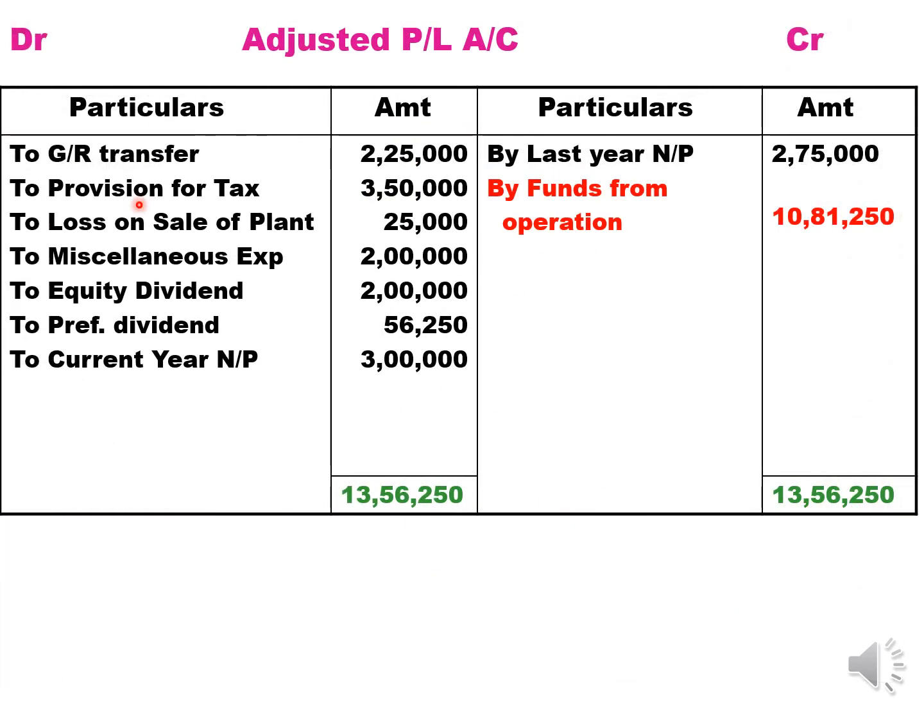Now students, adjusted PL account. So first you take GR transfer 2 lakh 25,000, which we found in the GR account. Provision for tax 3 lakh 50,000. So 3 lakh 50,000 has been provided out of profits. Then loss on sale of plant 25,000. Then we have miscellaneous expenses written off 2 lakhs. Equity dividend paid, preference dividend paid, and we have current year profit. And take the last year profit. So total of debit side minus credit side, FFO, you get 10 lakh 81,250.